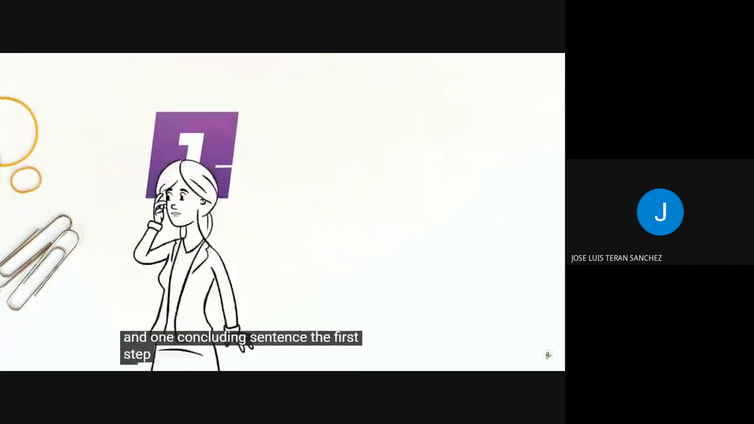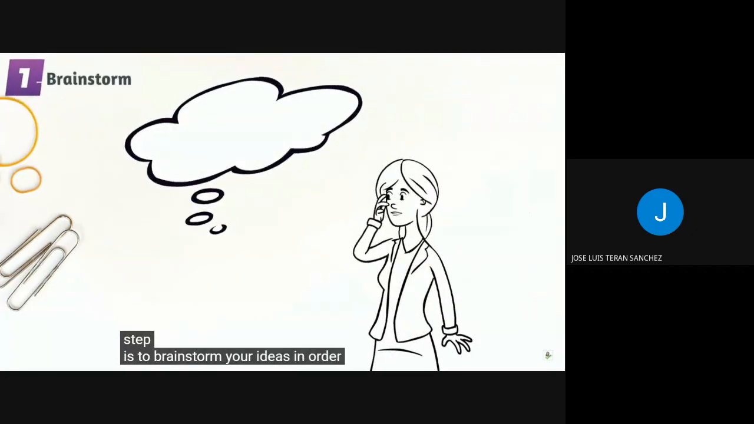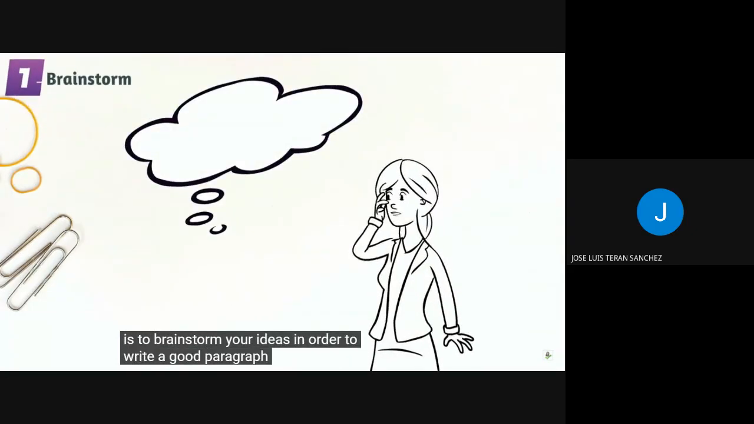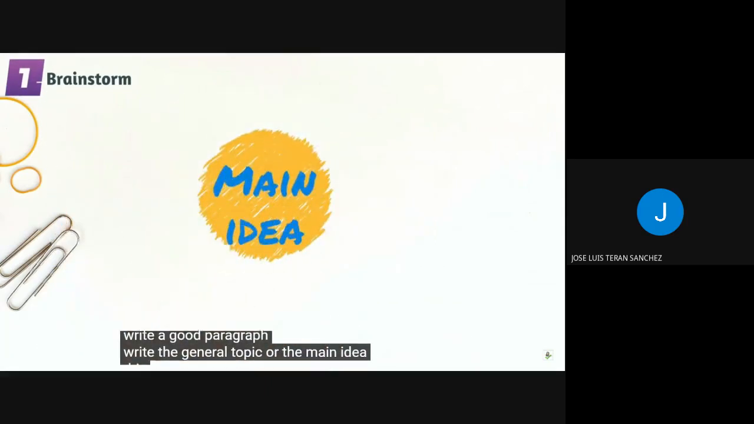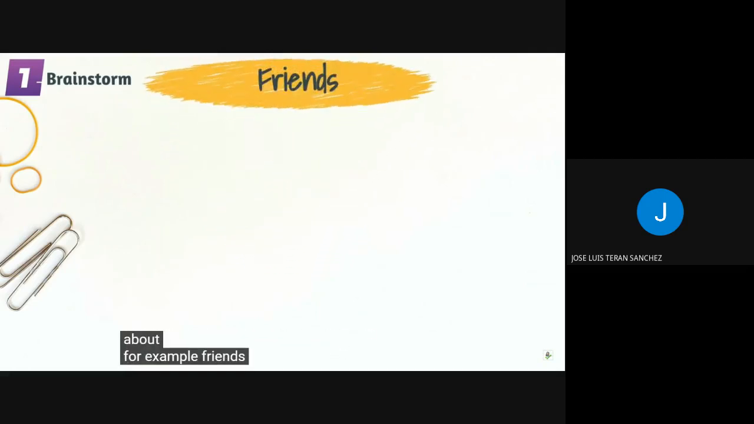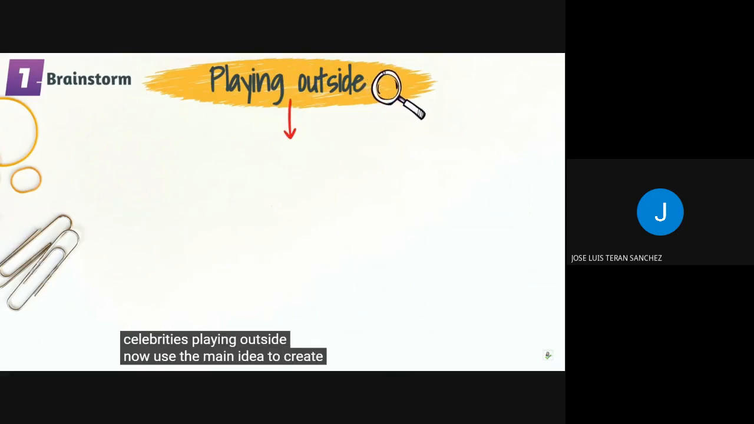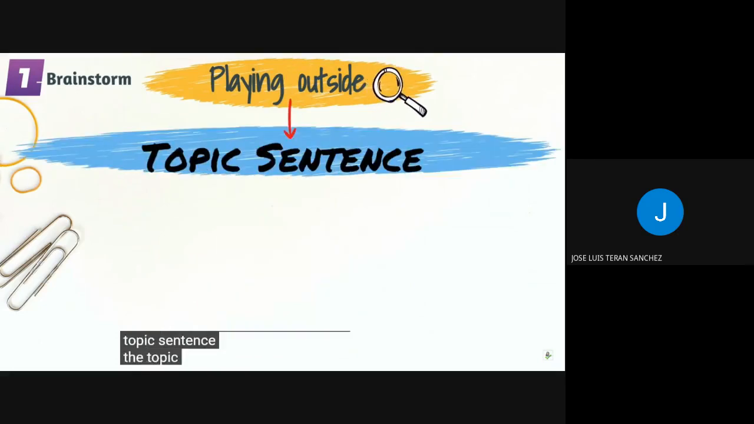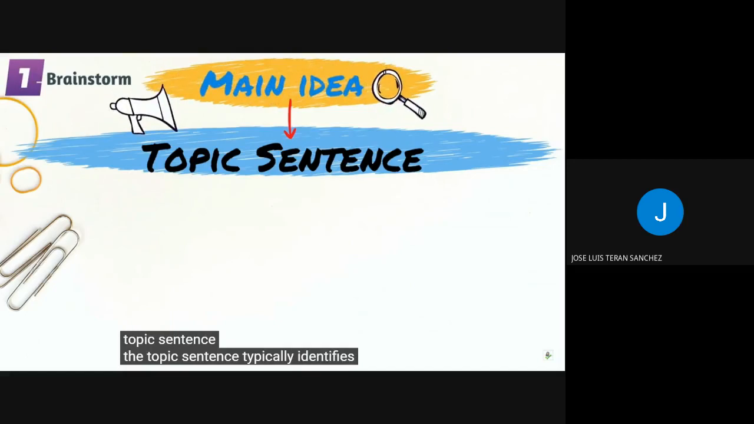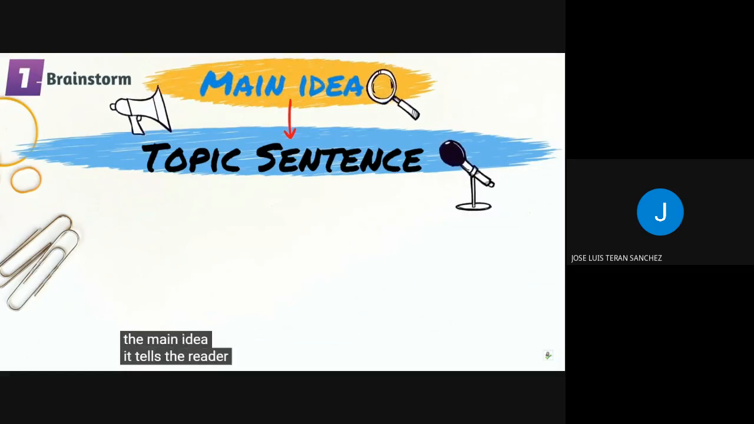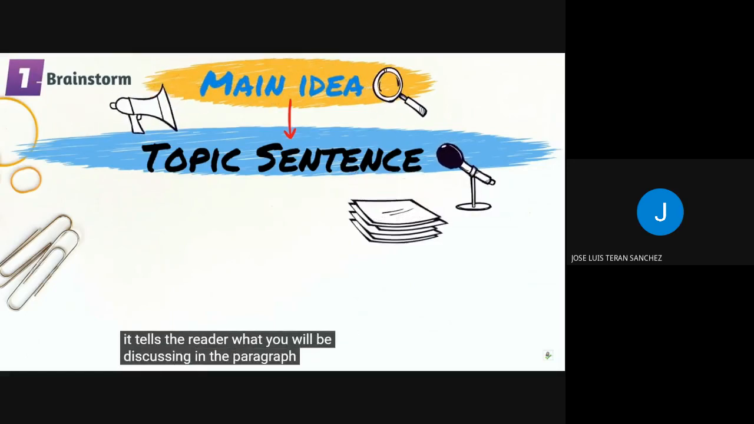The first step is to brainstorm your ideas in order to write a good paragraph. Write the general topic or the main idea. This is what your paragraph will be about. For example, friends, why people lie, celebrities, playing outside. Now use the main idea to create the topic sentence. The topic sentence typically identifies the main idea. It tells the reader what you will be discussing in the paragraph.